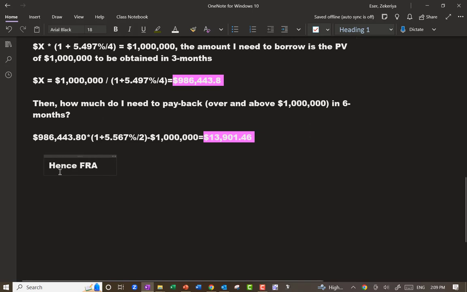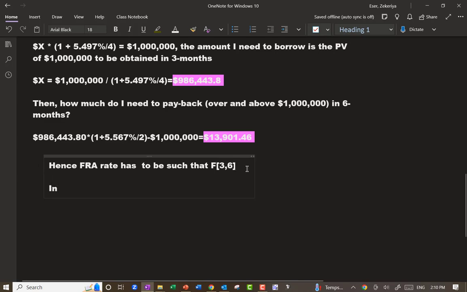Hence, the FRA rate has to be such that, let's call that F33. F33 is short for rate for a loan that is for 3 months, starts in 3 months. Okay. Actually, F36, I'm sorry. For a loan that starts 3 months from now and ends 6 months from now.